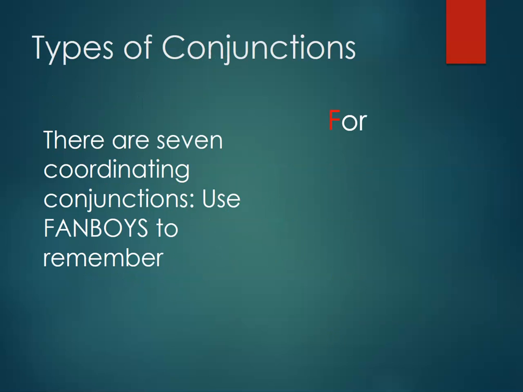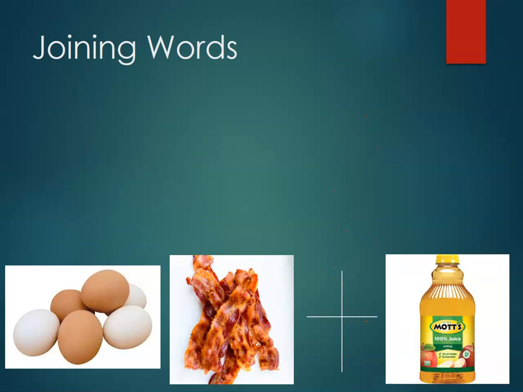There are 7 types of conjunctions we're going to talk about today. One way to remember them is the acronym FANBOYS. The words are for, and, nor, but, or, yet, and so. FANBOYS represents the first letter of each of these 7 words. So if you can remember the acronym, you should be able to remember the words that correspond to it. This will help you in future references.